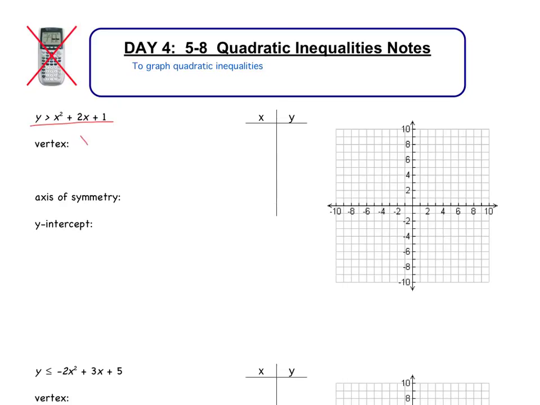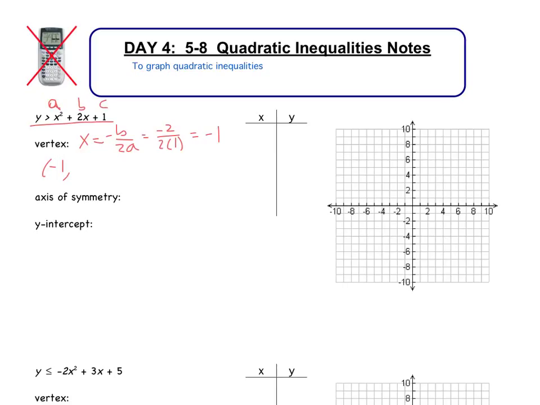Now remember from before with standard form that our vertex is negative b over 2a. A is what's in front of the x squared, b is in front of the x, and c is the constant. It doesn't have an x. So in this case, this is negative 2 over 2 multiplied by 1, which is negative 1. So our vertex is negative 1 comma some other number.